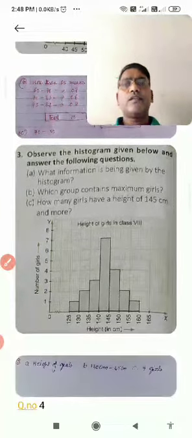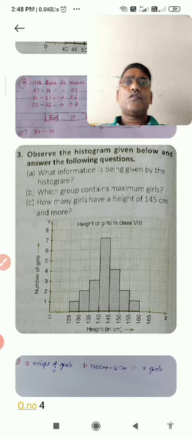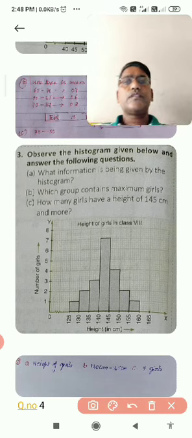See, here also a histogram is given to you, and questions are also given. You are giving the answer for the respective questions by observing the graph. Clear to you? First question, see what information is being given by the histogram.